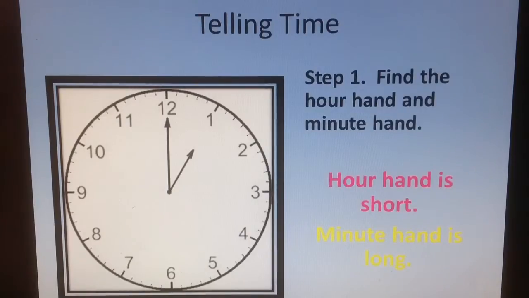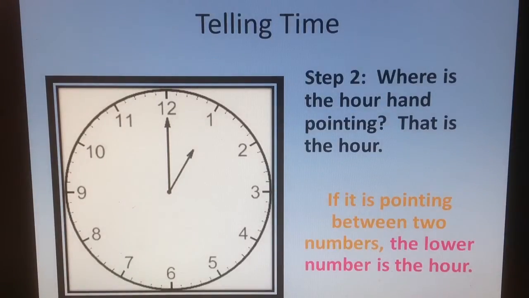Step 1, find the hour hand and the minute hand. If you forget which is which, remember the hour hand is short, the minute hand is long. Then look to see where the hour hand is pointing. The number it's pointing to is the hour. Here the hour hand is pointing to the 1. So the hour is 1 o'clock.